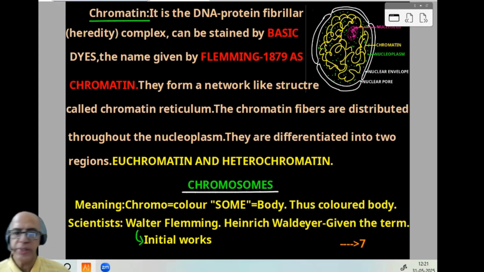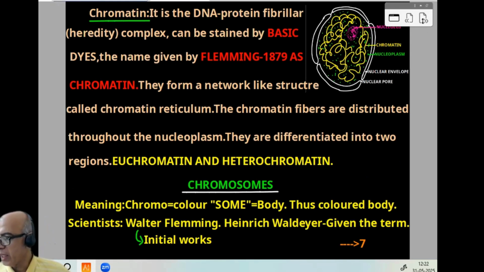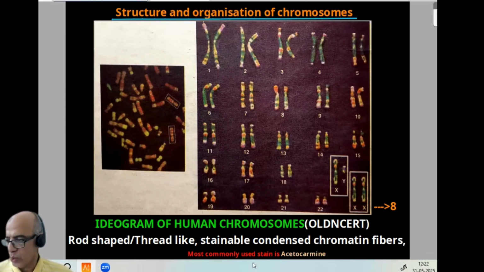Now coming to the next page, chromatin. So DNA protein fibrillar complex, stained by basic dye, name given chromatin by Fleming, 1879. Network-like structure, chromatin, they form a chromatin reticulum later. Chromatin fibers distribute throughout the nucleoplasm, differentiated into euchromatin and heterochromatin, that we will study in second year. Now comes chromosome, the meaning of the term, and scientist Walter Fleming, initial work, Heinrich Waldeyer gave the term, then a famous NCERT diagram, including karyotype. Then the stain, chromatin fibers are stainable, and the most commonly used stain is acetocarmine, given here last, acetocarmine.